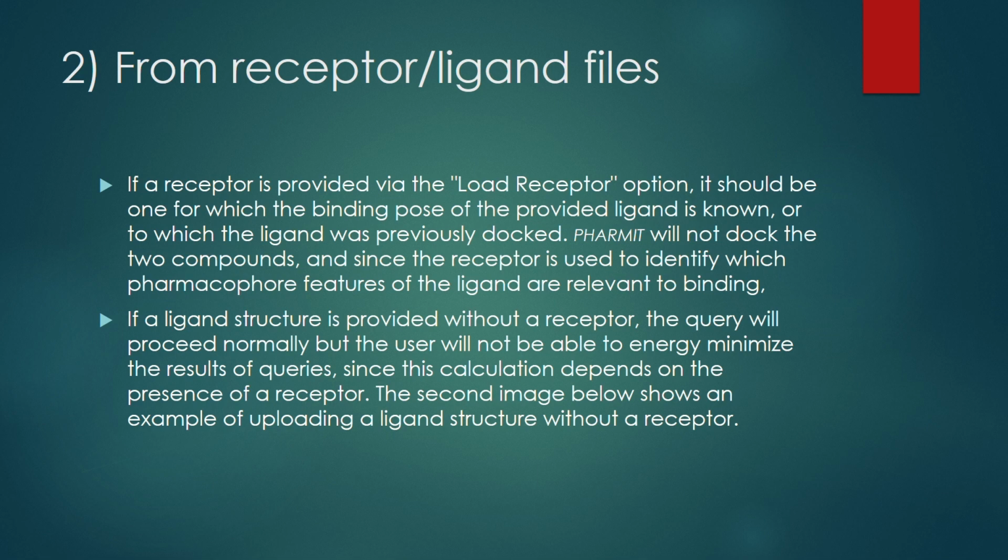If a ligand structure is provided without a receptor, the query will proceed normally, but the user will not be able to energy minimize the results of the query, since that calculation depends on the presence of a receptor. When the ligand is loaded without a receptor, the last step, energy minimization, is not available, because this step requires the presence of a receptor. The next image shows an example of uploading a ligand structure without a receptor.